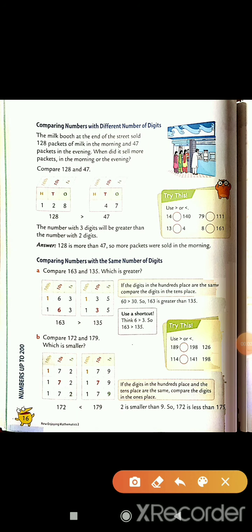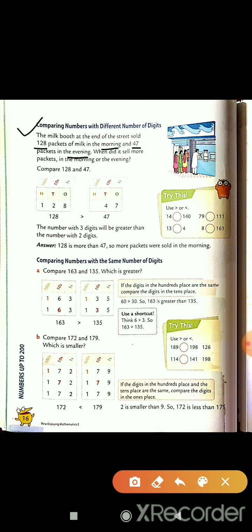So students, now let us start with a new topic, comparing numbers with different number of digits. In this topic, we learn how to compare numbers. The milk booth at the end of the street sold 128 packets of milk in the morning and 47 packets in the evening. When did it sell more packets, in the morning or in the evening?